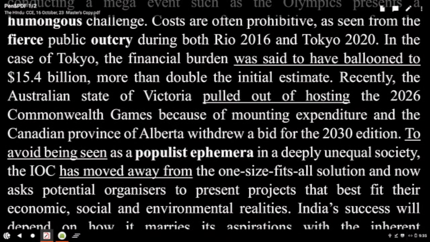Recently, the Australian state of Victoria pulled out of hosting the 2026 Commonwealth Games because of mounting expenditure, and the Canadian province of Alberta withdrew a bid for the 2030 edition. Another example to justify the statement the costs are prohibitive. One, they gave the example of Rio, another example of Tokyo. Now they have given the examples of Victoria, an Australian state, and the other one, the Canadian province of Alberta. When the expenses become unbearable, the wise decision is what? To go ahead or to withdraw? Obviously, that's what they have done.